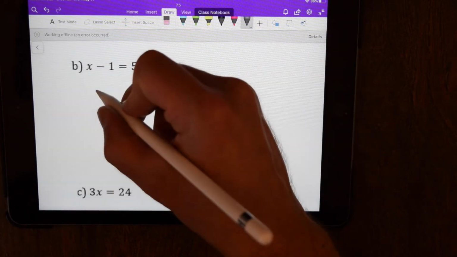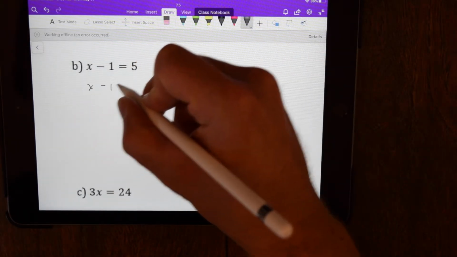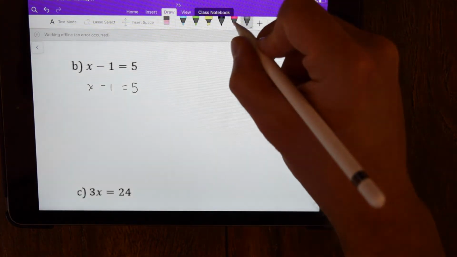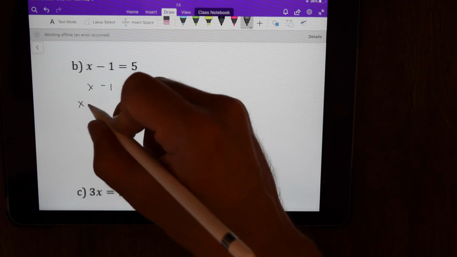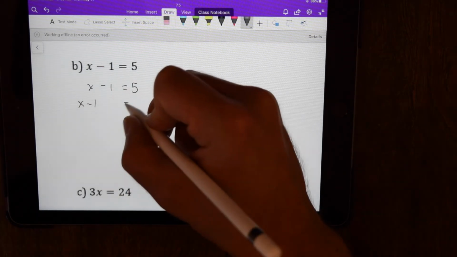Next question, x minus 1 equals 5. Again, the opposite of subtracting is addition. So I'm going to rewrite my equation. Everything from the first line should be in this line.